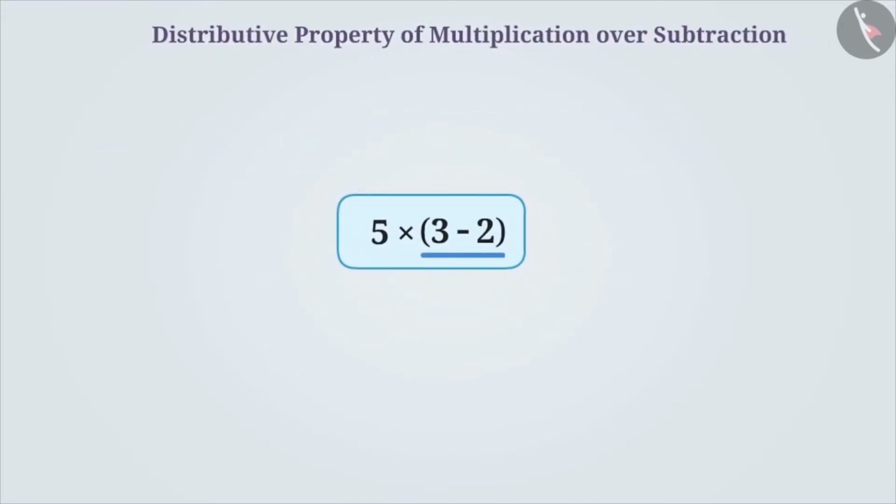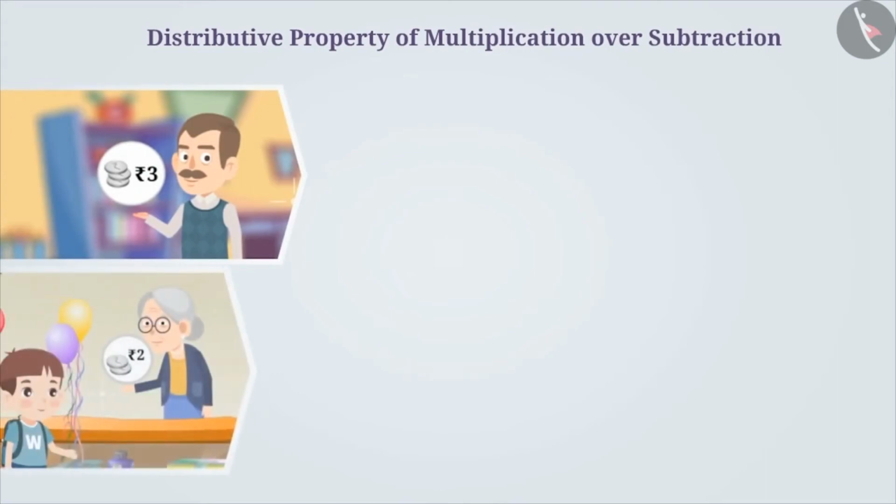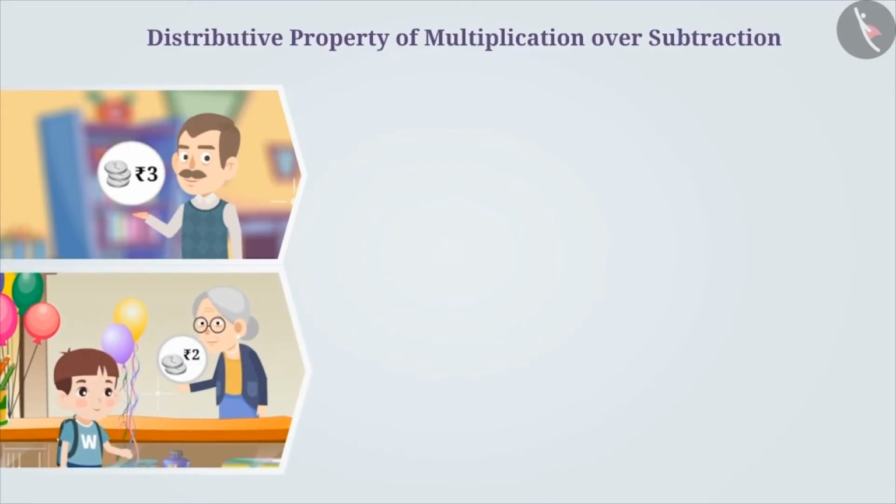Can multiplication also be distributed over subtraction? Think for a while. Let's understand this. Suppose your father gives you 3 rupees every day and you spend 2 rupees of it every day. Then, what is the amount you would save in 5 days?